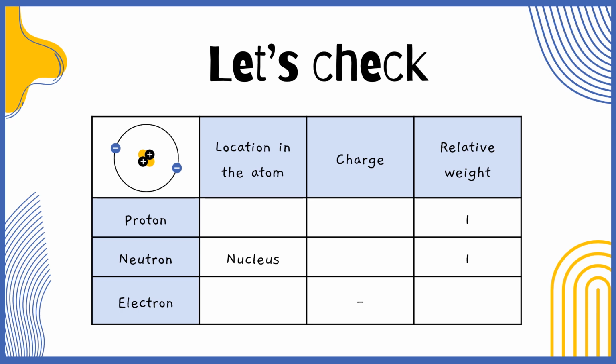In this, you have to tell me about proton, neutron, and electron: where they are located in the atom, what is the charge of them, and what is the relative weight. Pause the video, take your time.